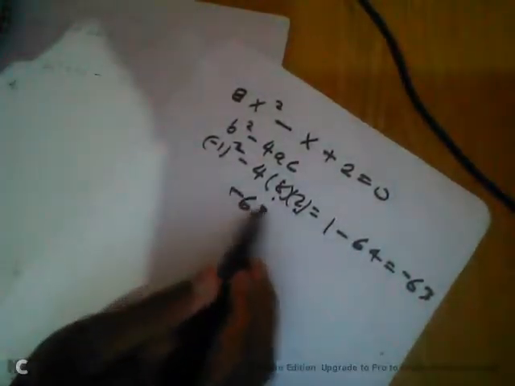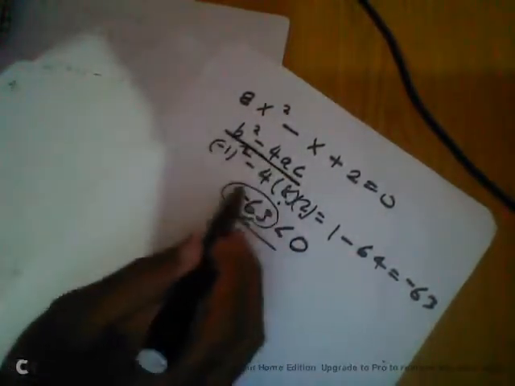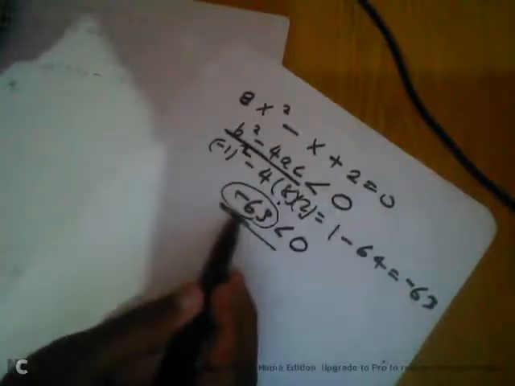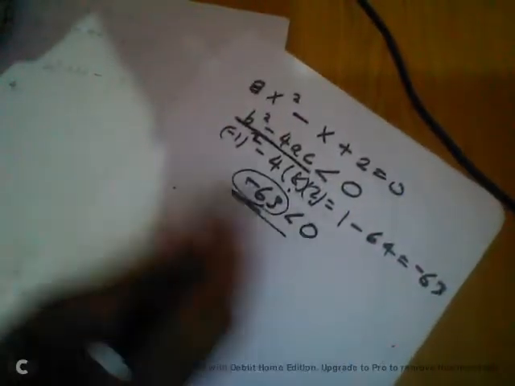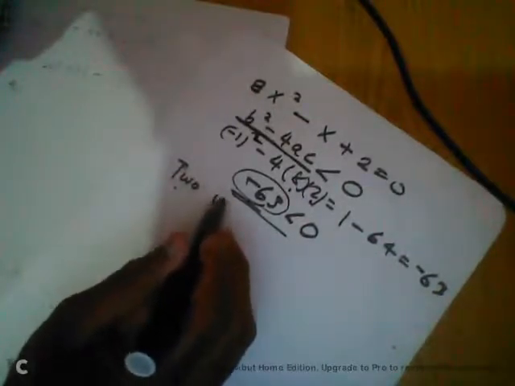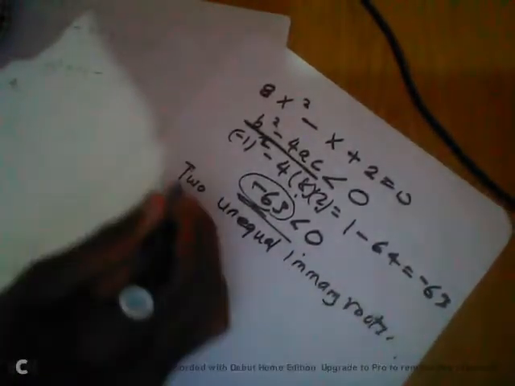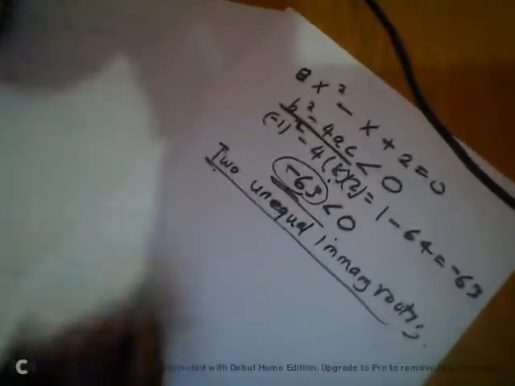So we see negative 63 is less than 0. So we know what this means. When you plug it in, you see the value is less than 0 because negative 63 is less than 0. And when it's less than 0, we say we get 2 unequal imaginary roots. Done. So let's just prove it. We can prove it just for fun, but your question is done.